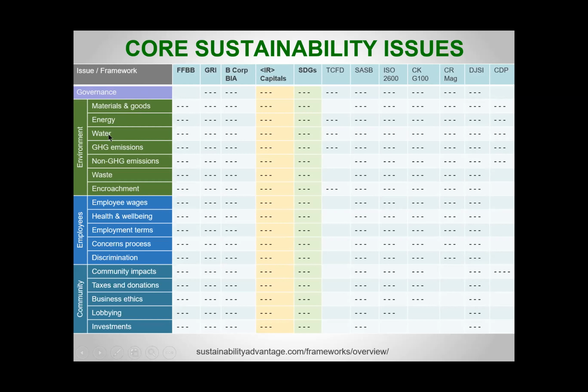So there are these 7 things: materials and goods, and the reusable, recyclable attributes of them and where they get them from, and the attributes of the suppliers. Energy, water, emissions, both greenhouse gas and non-greenhouse gas emissions, waste and encroachment, which gets into biodiversity impacts. So most of them talk about that. And what you see across here are the frameworks that you saw in the previous list. And you see sort of symbolic acknowledgement that some of them talk about these things and some of them talk about them in different ways.